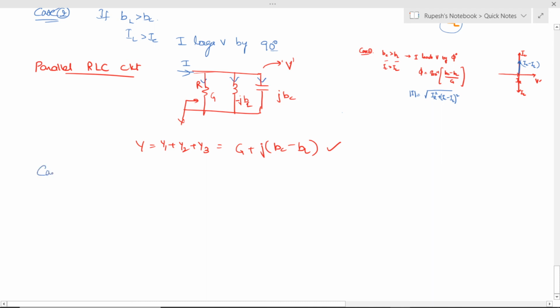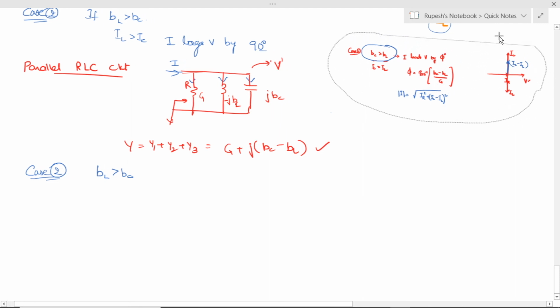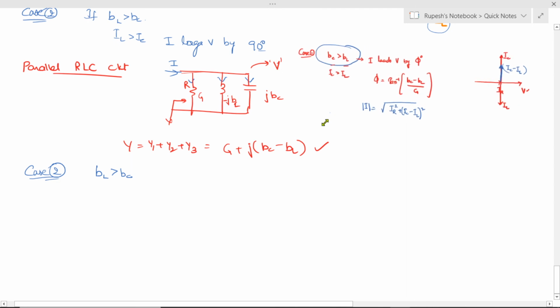Now, when we move on to case 2, what is case 2? In case 2, BL is greater than BC. Case 1 is BC greater than BL. Here it is BL greater than BC. This is not so visible, let me expand it. So BL is greater than BC. If BL is greater than BC, the current lags the voltage. That means the current lags the voltage by phi degrees.